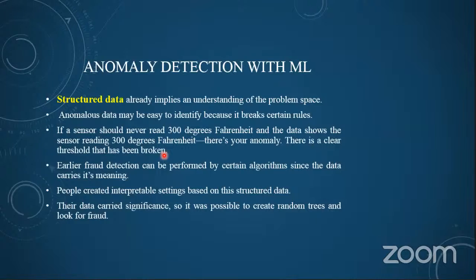Now, next, coming to the structured data again. As mentioned earlier, people already have an understanding of this problem space. That means the people who were working to create this model can interpret these settings based on the structured data. So that data is carrying some significance, or some meaning, and we can create some random trees so that we can look for some fraudulent data. Fraudulent data means we can look for some anomalies.